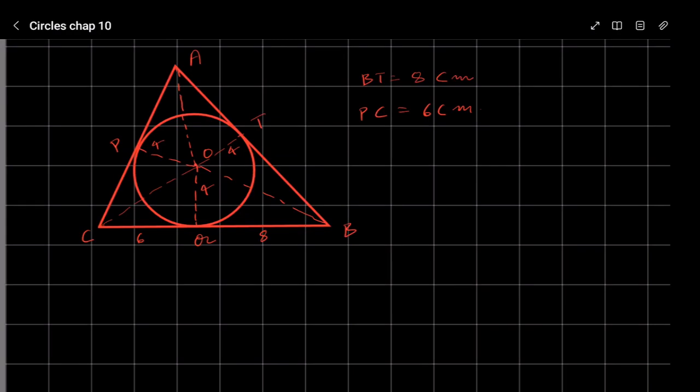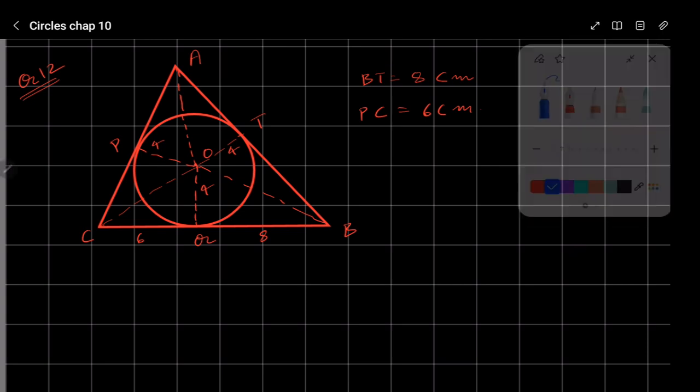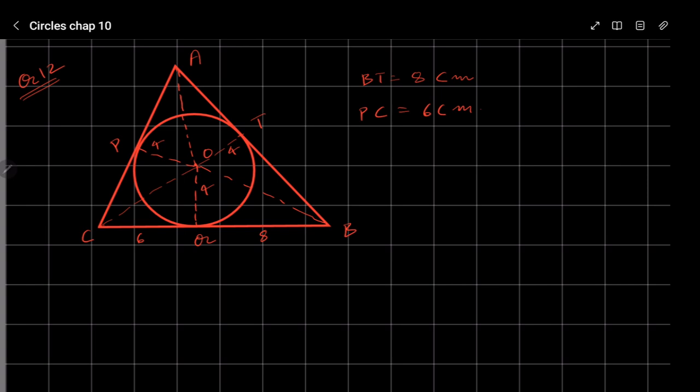This is question 12 of chapter 10, and first of all, I would just explain what is the problem. The problem states a triangle ABC is drawn to circumscribe a circle of radius 4 centimeter.